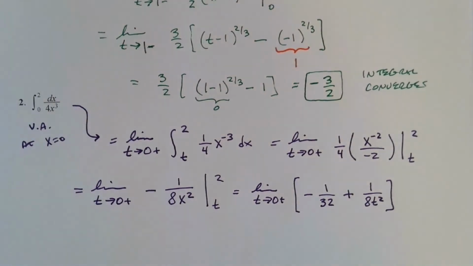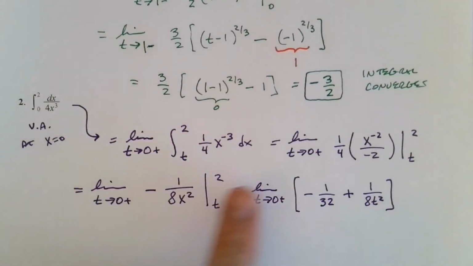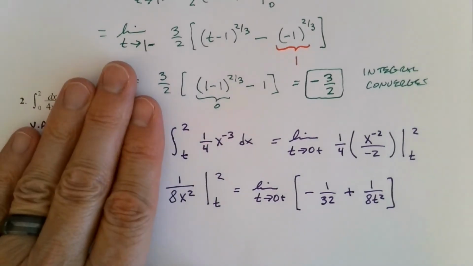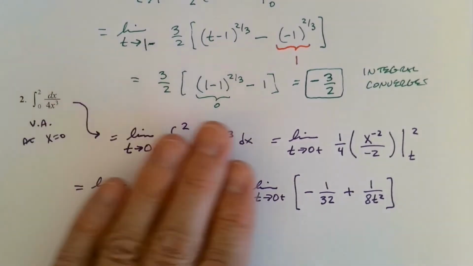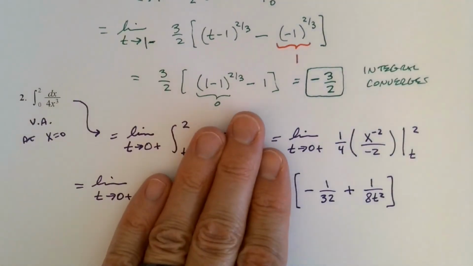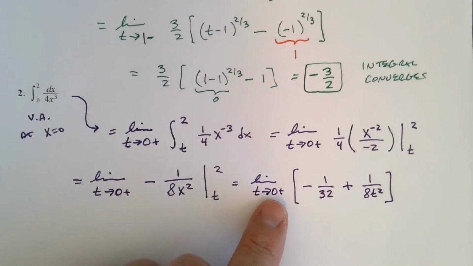So we've evaluated, and again, this limit sign has just been tagging along. I haven't applied it yet. We're just looking at the value of this definite integral from t to 2. And the answer is this, right? For any value of t, I can plug in and get the value of that definite integral. And now we're going to push the limit to t going to 0 from the positive side.